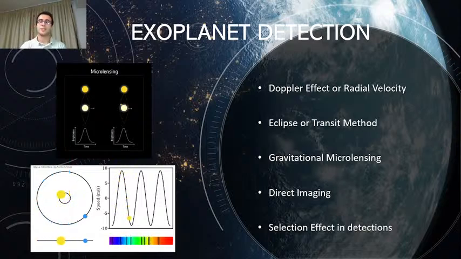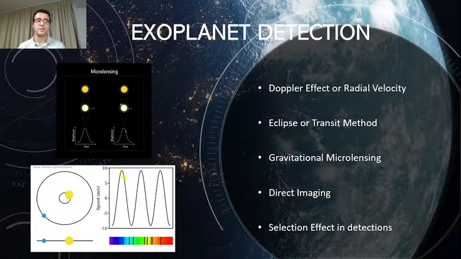So the first one is the Doppler effect or radial velocity. This is the one at the bottom. So imagine you have a star and you need a planet that is pretty heavy or pretty close to its star that we notice a wobble in the star's light. So the same Doppler effect that affects the sound of a car, for example, when it passes by, the car horn, I should say, right? The same effect actually happens with light too.